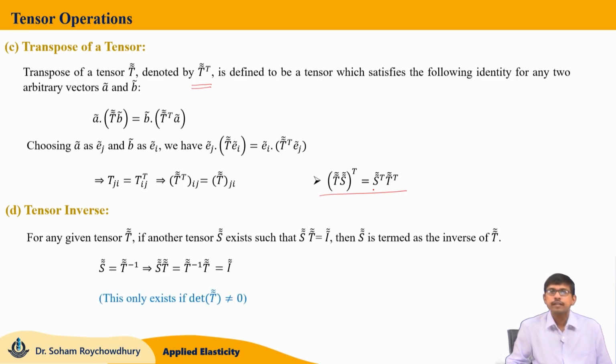So, this is the definition of the tensor inverse, and this exists only if the determinant of this second order tensor T, whose inverse we are taking, is not equal to 0. If the determinant is equal to 0, then the tensor inverse cannot be defined.